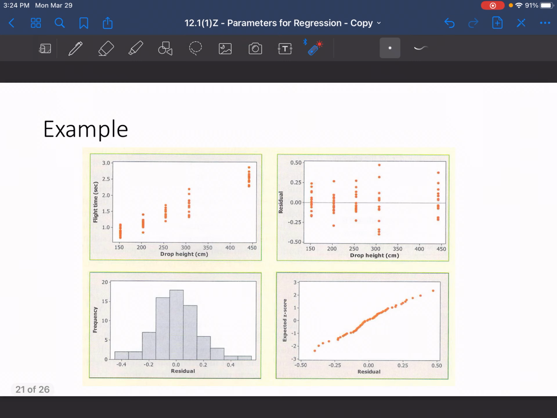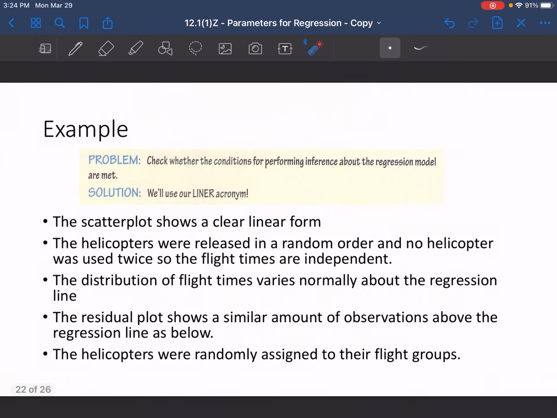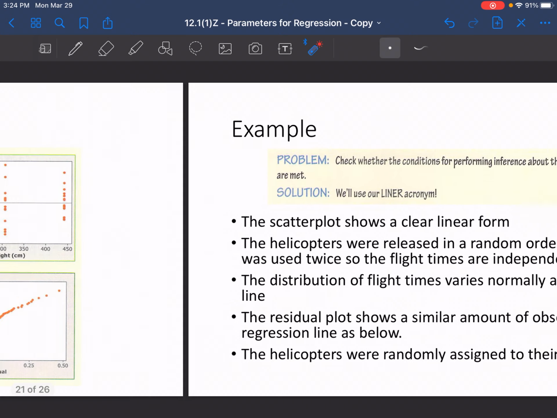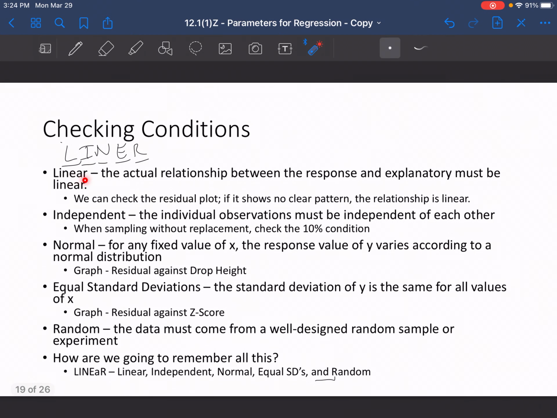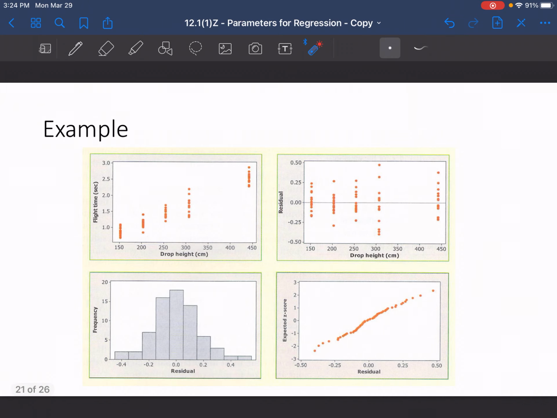This one represents our histogram, and this one represents our normal probability plot for all of that. So our problem here is that we want to check whether the conditions for performing inference about the regression model are met. We want to use our LINER acronym. So first, we want to check to see whether or not it is linear, and that's we want to check the residual plot for that. And if it shows no clear pattern, then the relationship is linear. And so we can check this right here first.